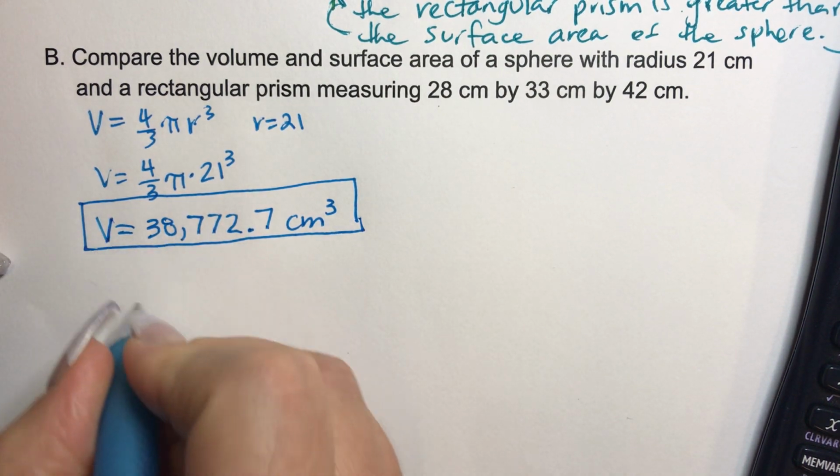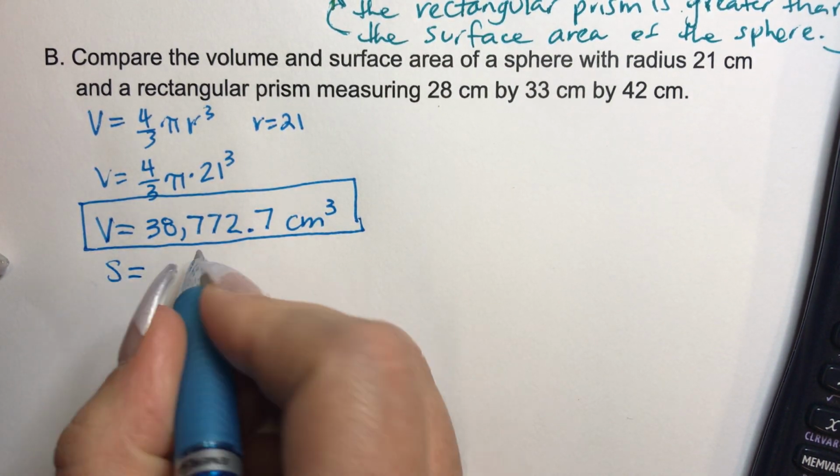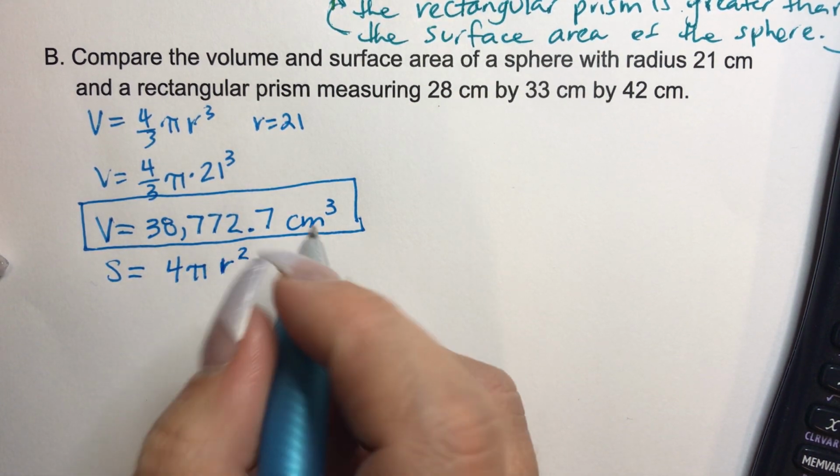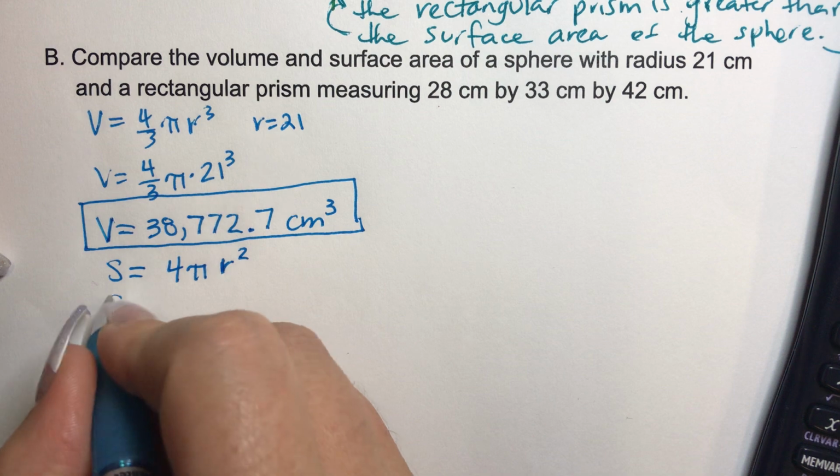And let's go ahead and find that surface area. So the surface area of the sphere is going to be 4 pi r squared. 21 goes in for the radius.